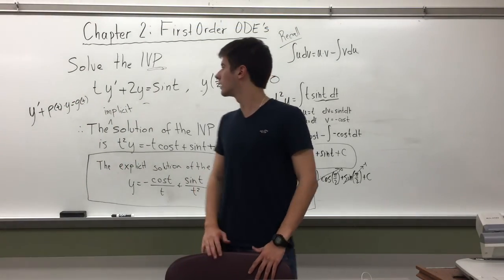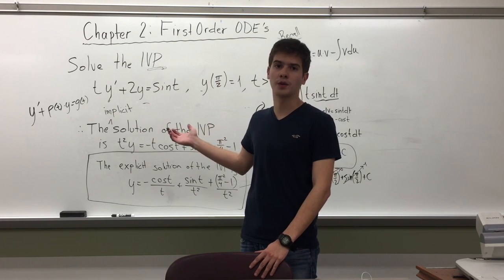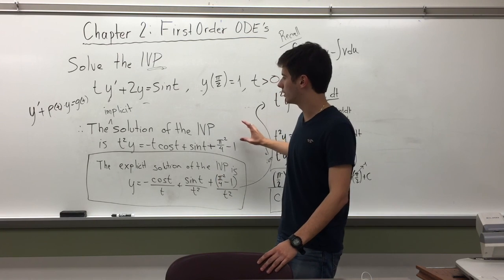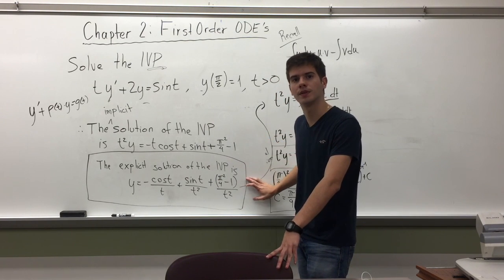So this is it. This is how you solve an initial value problem for a first order linear ODE. We have the implicit solution here and the explicit solution here.